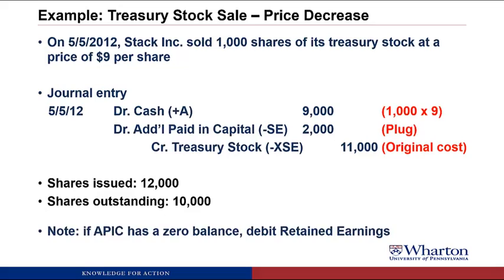One more note, we reduced APIC. If APIC had a zero balance, additional paid in capital can't go negative. So if APIC had gotten down to zero, then you'd have to switch the debit to retained earnings instead, which is not a problem because retained earnings can have either a debit or a credit balance.